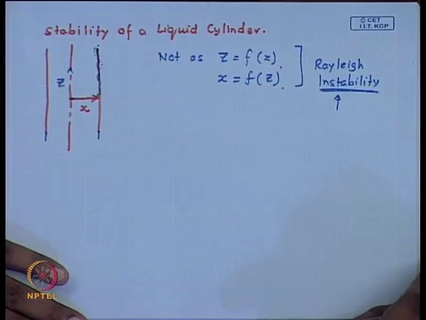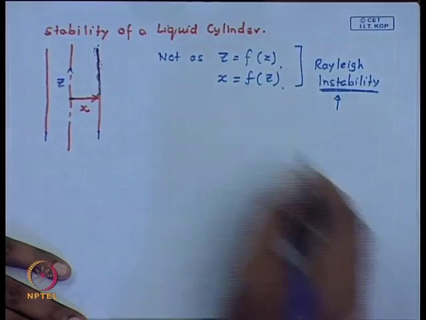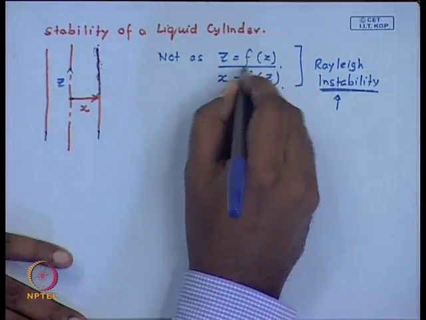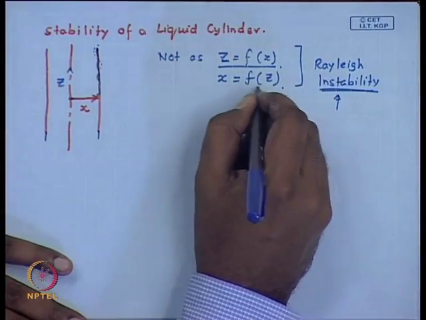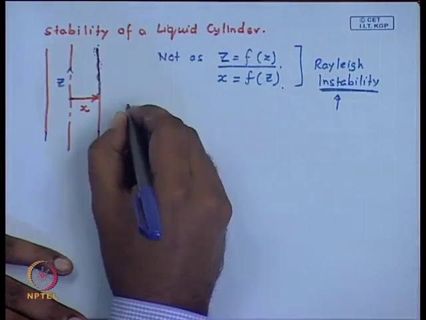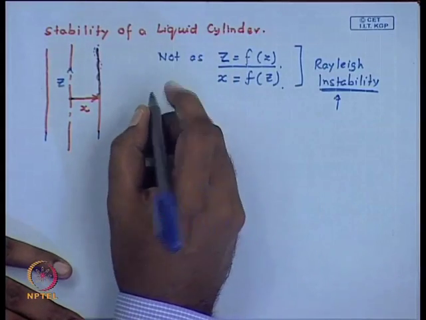Now, what we need to do is a transformation of the Young Laplace equation, where we represent x as a function of z. So, in order to achieve that, first we have to do a little bit of mathematics.